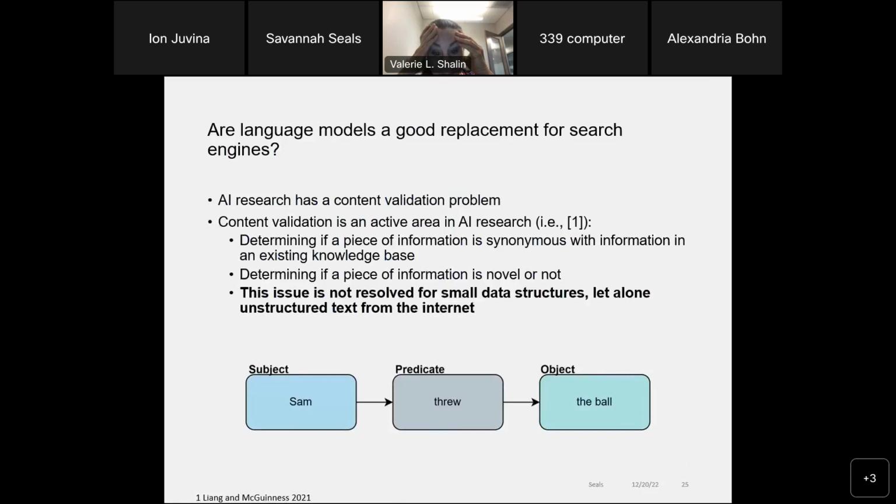All right, are language models a good replacement for search engines? So in general, AI research has a content validation problem. This is an active area of AI research. For example, you can think of a very simple data structure like down here, we have Sam through the ball. And say we have this other corpus or knowledge base, and we want to know if this content exists in our pre-existing database. You might say, well, that's easy, I can do that, right? That's actually very difficult to do from a computational perspective. It's also very difficult to determine, is this entirely new compared to what we have already? And so this issue is not resolved for small data structures like this, let alone large unstructured text from the internet.